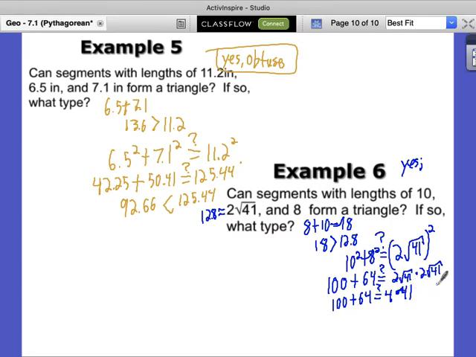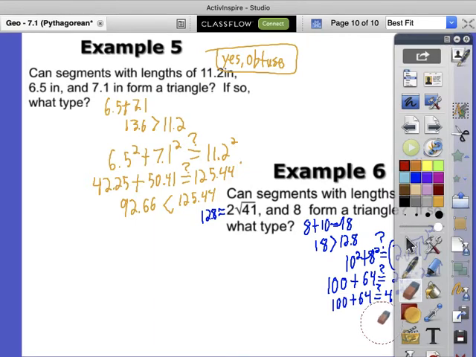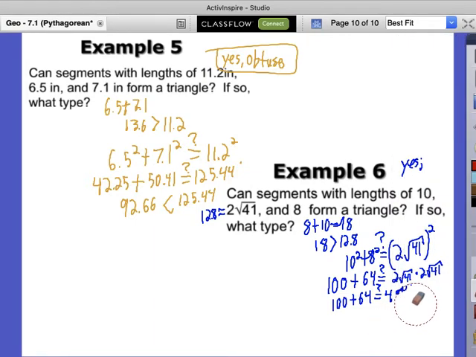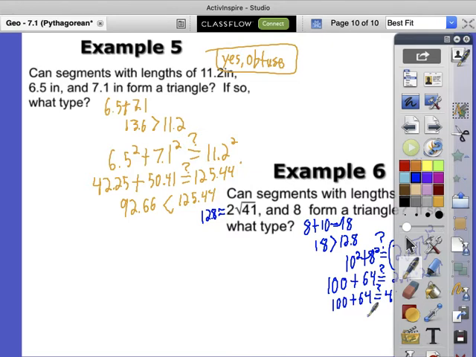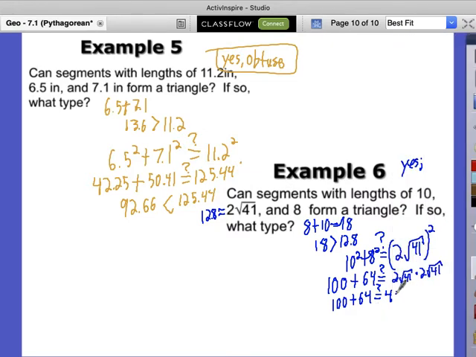We talked about that the other day in the first part of these notes. Is it 4 times 41? Yeah. So now, what's 100 plus 64? What's 4 times 41? So what kind of triangle is this? A right triangle, because it does actually satisfy our Pythagorean theorem. So yes, and furthermore, it's a right triangle.